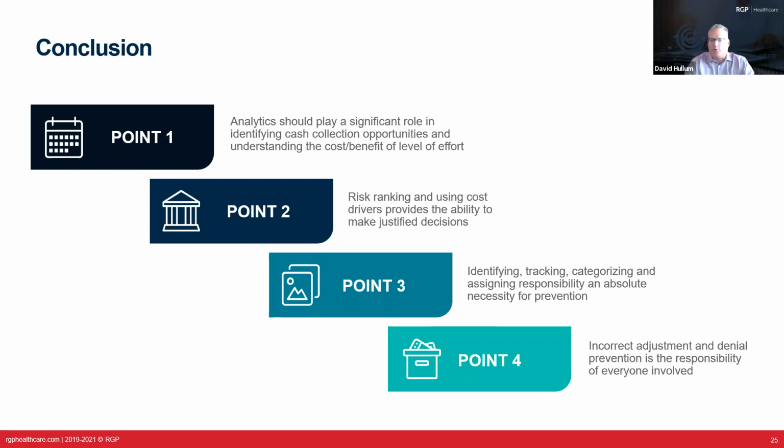And finally, point number four is incorrect adjustment and denial prevention is the responsibility of everyone who's responsible from first patient contact to the final adjudication of the claim. Anyone that tries to deny that responsibility is not part of the solution. So do those things like we talked about of identifying your champions and leveraging your champions and your small working groups to really have an impact on identifying and recouping this hidden cash. I think the next one is the last slide.